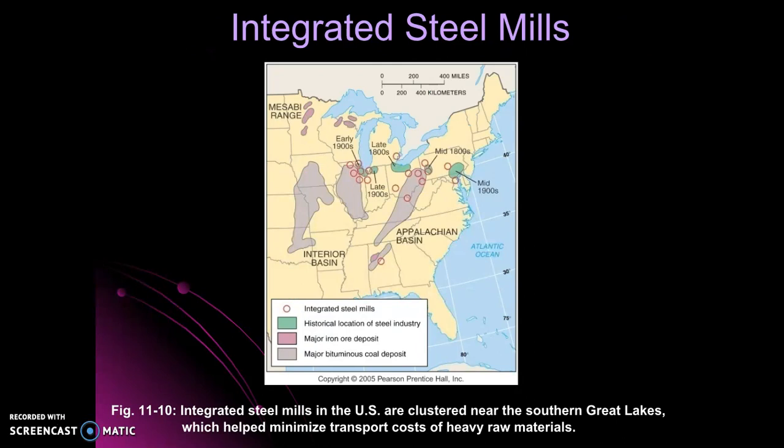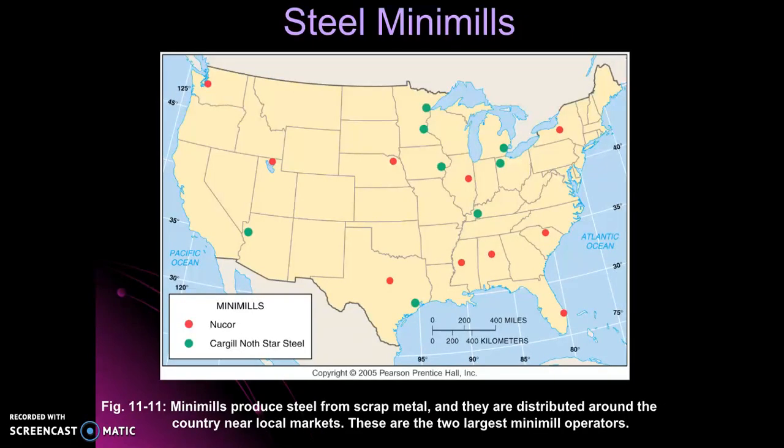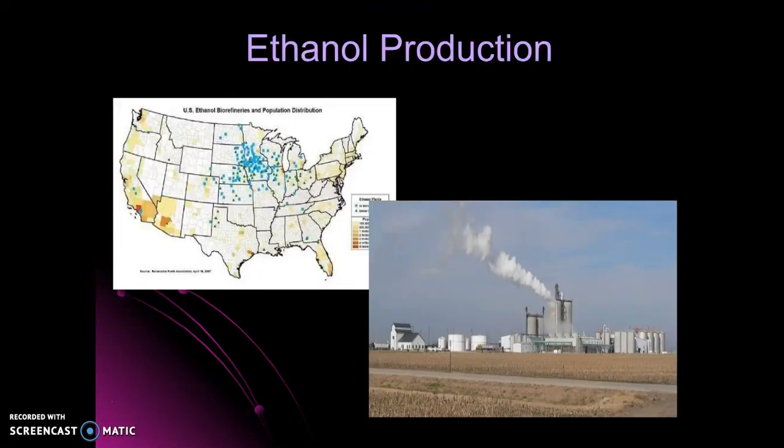Same thing with our steel mills. So you see our major iron ore, you see our major coal deposits. So we want to locate where we can negate those heavier transportation costs. Steel mini mills are the ones that take the scrap from the big mills, so they're going to locate right there next to where the big mills are.